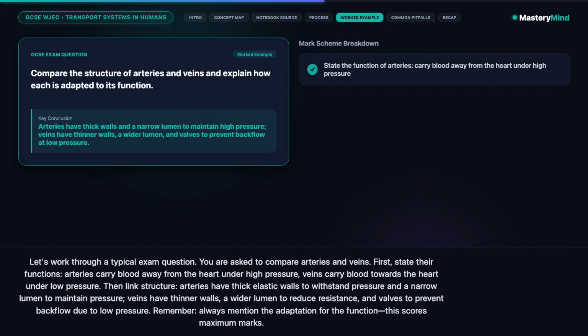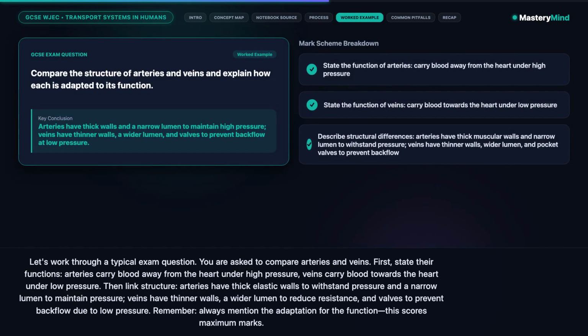Let's work through a typical exam question. You are asked to compare arteries and veins. First, state their functions. Arteries carry blood away from the heart under high pressure, veins carry blood towards the heart under low pressure. Then link structure.